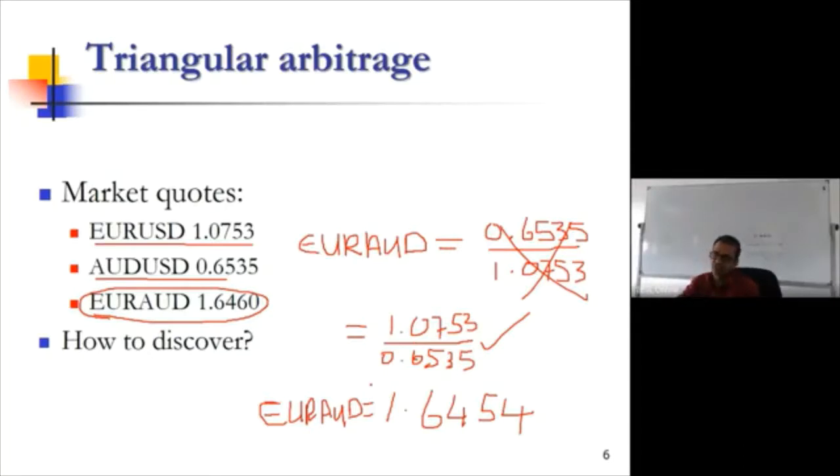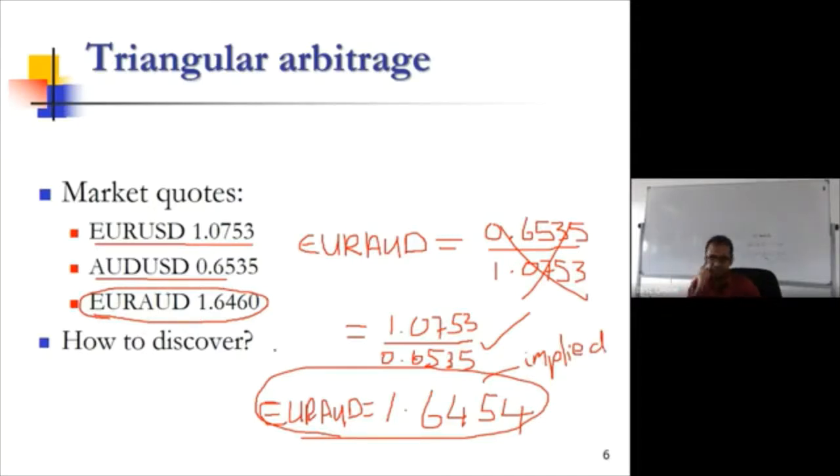$1.6454. So we call this the derived rate or the implied rate. So this implied rate is cheap, whereas the market is expensive. Then what do you do? When you see this, you should immediately realize that there is an arbitrage opportunity.